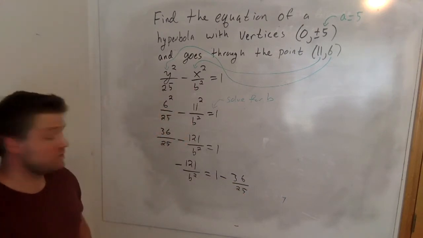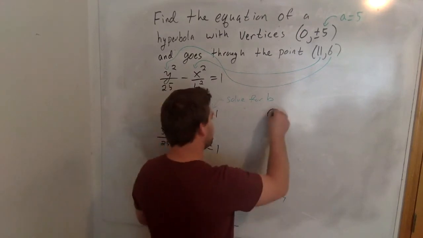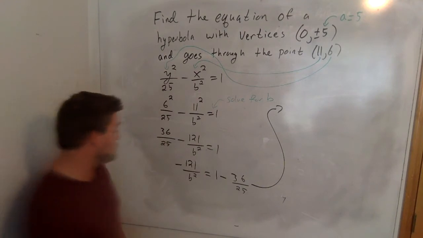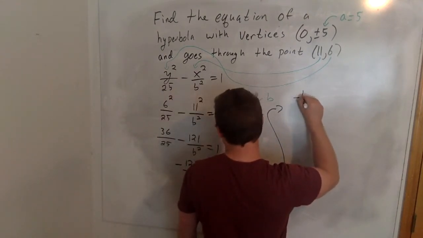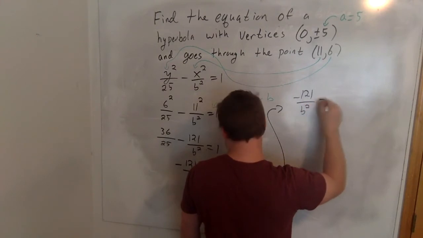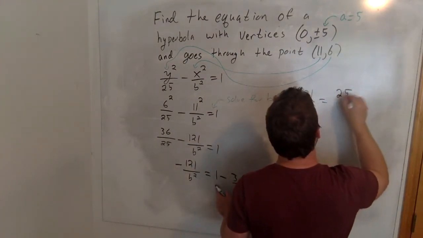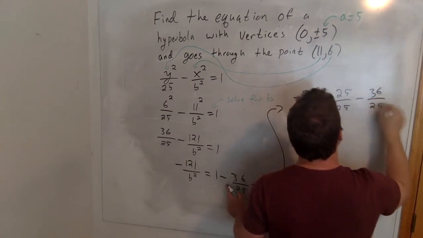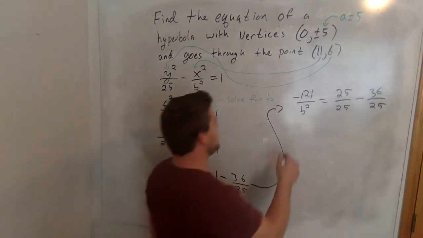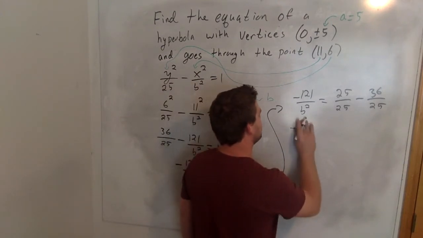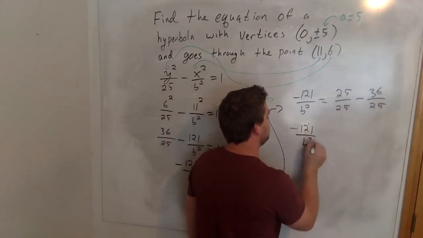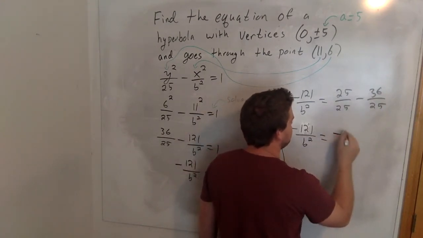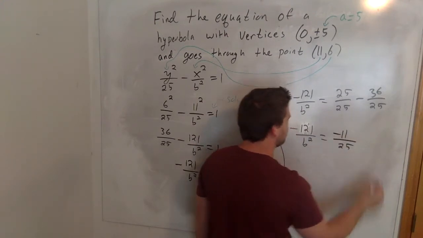This problem shouldn't be terrible to deal with in terms of fractions. Okay, so what are we going to get? Instead of a 1, let's write that as 25 over 25. So we have a negative 121 over b squared. This will be 25 over 25 minus 36 over 25. Okay, so we'll have negative 121 over b squared will be equal to, 25 minus 36 is negative 11, so negative 11 over 25.